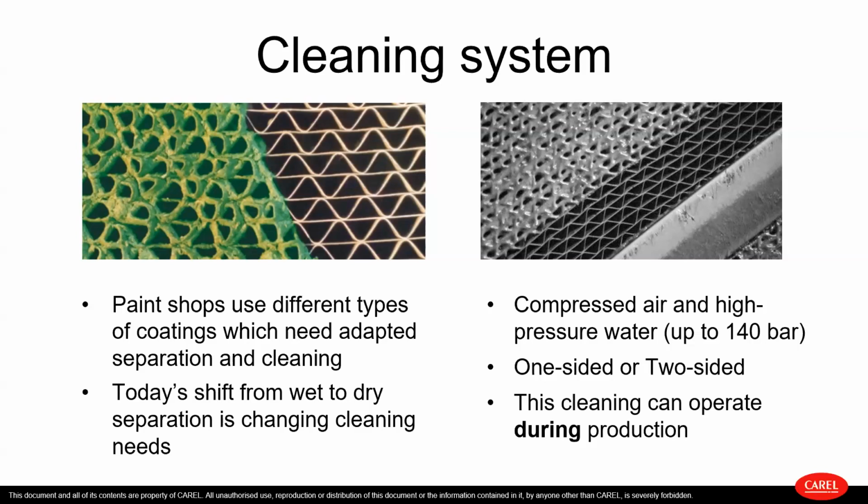And there are different types of cleaning that we can apply. There is compressed air, there is high pressure water, there's a one-sided cleaning device, there's a two-sided cleaning device. You can clean during operation, and all of which is applied on the air handling unit, no matter the application itself. If you have a wet separation, a dry separation, paint will always be at a certain time on the wheel, and you will need cleaning, and we are able to adapt ourselves to the nastiness of the cleaning if you would like.